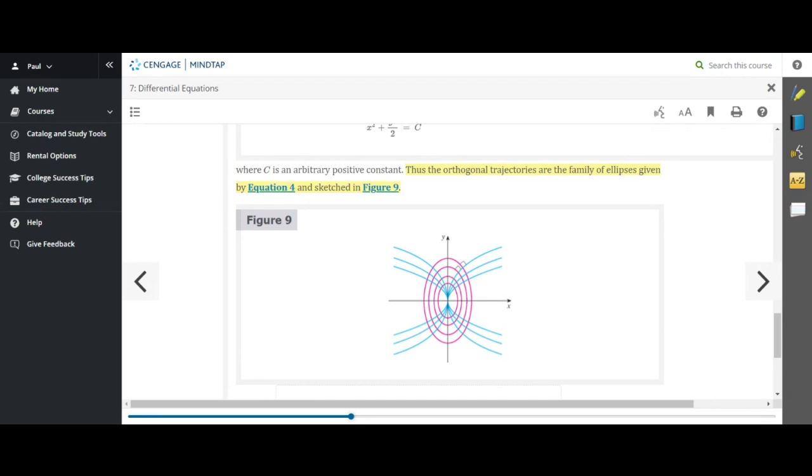All right, I want to do one more example with you. I'm going to stop the recording on this, and then I'm going to go to the next example. I want to do a new recording for the next example.